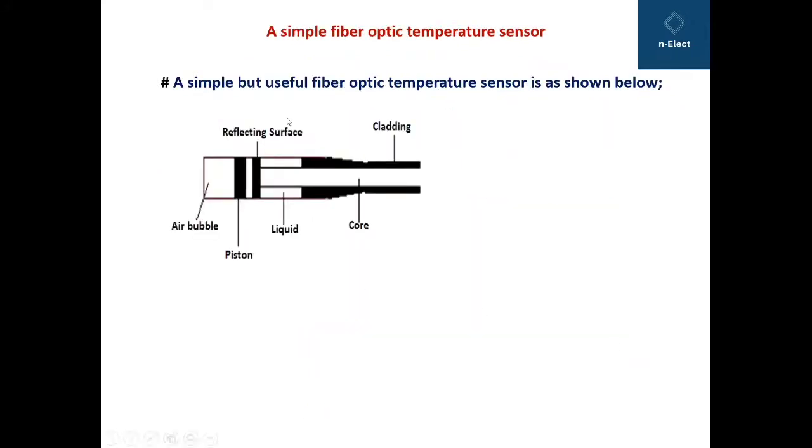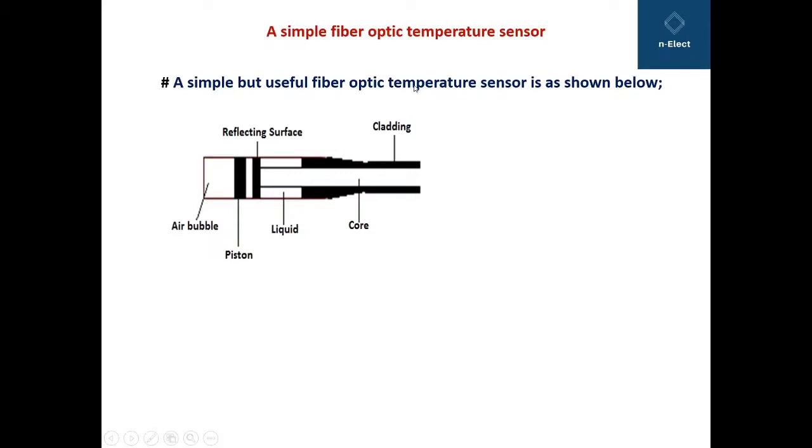Moving on to the last type of simple fiber optic temperature sensor. Here again we will see the arrangement in the diagram first. So here the air bubble space is there, then the piston is provided with the reflecting surface from where the light can be reflected, or the radiations from the heated particle can be reflected. Here this is the cladding provided, and in between you can see the core, and here the liquid is placed on both the ends.